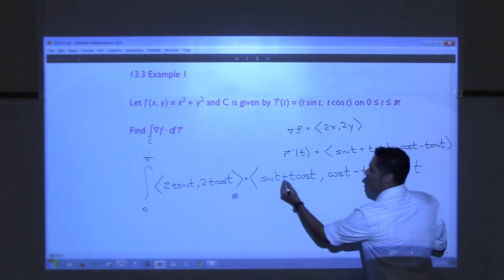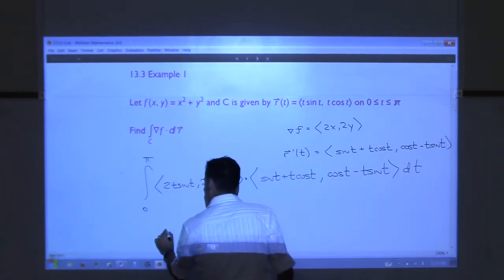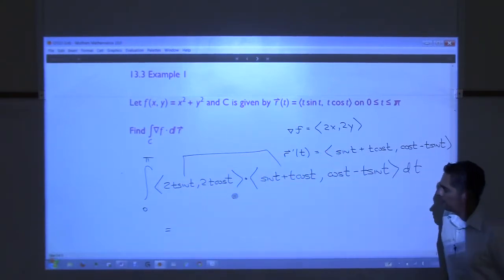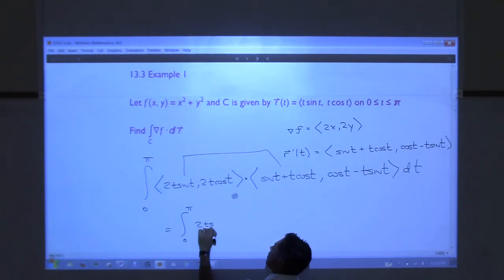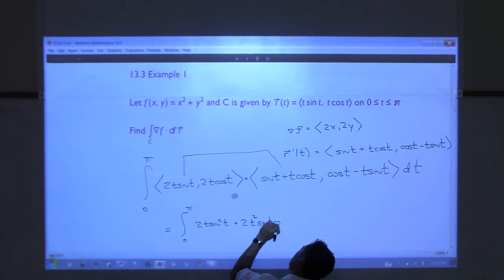No big deal, right? I just dot those together then. This is starting to get pretty ugly, isn't it? But let's keep going. Okay, so if I dot this, I'm going to go here to here. So let's see if I can do that. It is the integral from 0 to pi. What do we have here? 2t sine squared t plus 2t squared sine t cosine t.